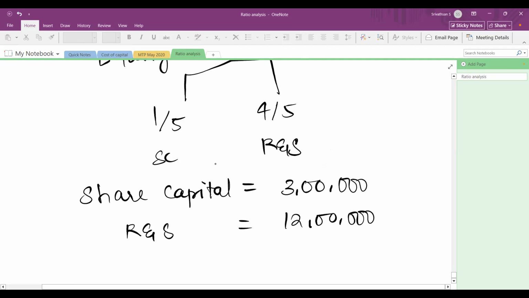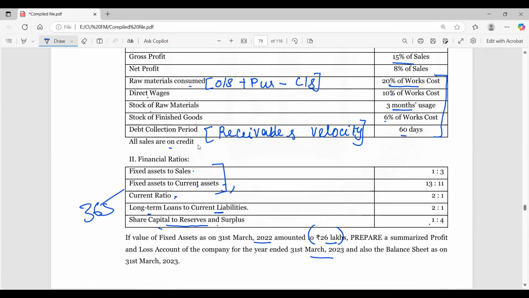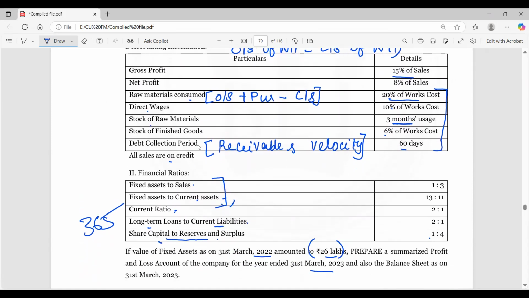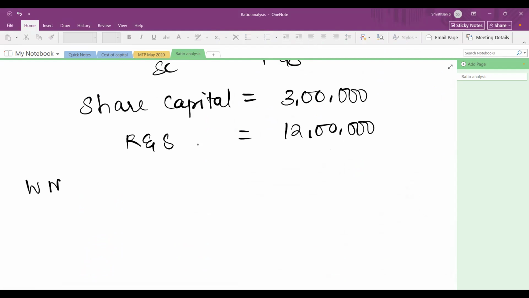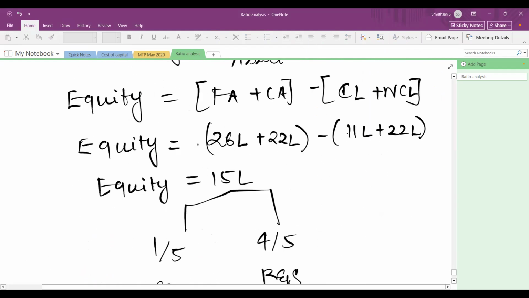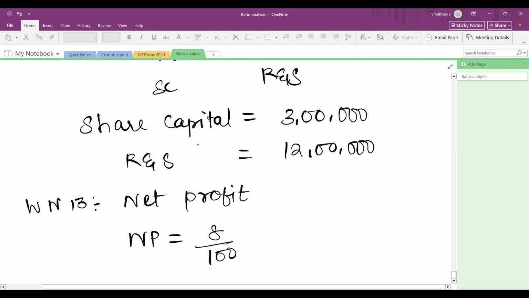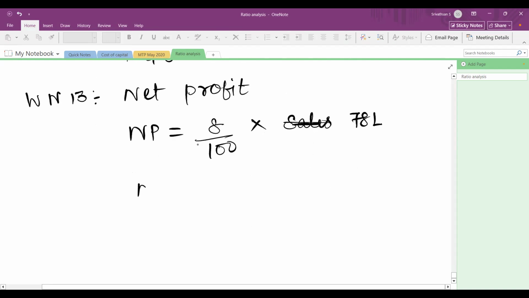Any doubt in this working note? Is it clear to everyone? Now what else do we need? We have to calculate net profit. Apart from that, do we have anything? Nothing else, right? So last working note, working note number 13, net profit. What is net profit? Net profit is equal to 8% of sales. Sales is 78 lakh, write it down. So how much? 6 lakh 24.